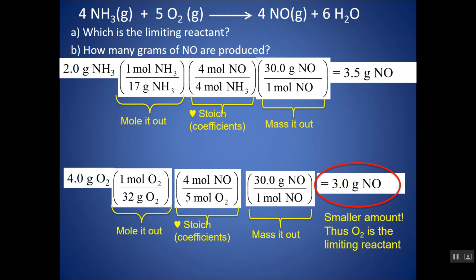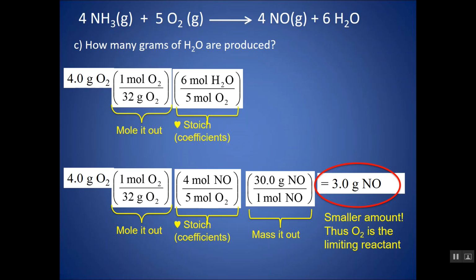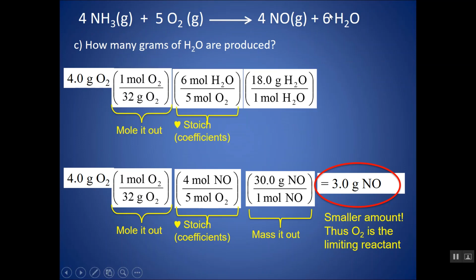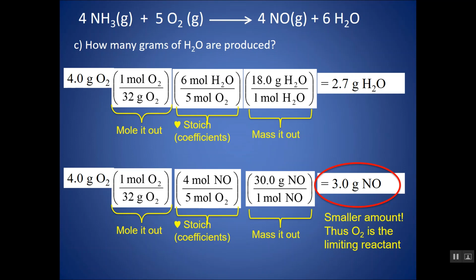theoretical yield here. And once they ask me for any other amounts of product or any other theoretical yields, don't bother doing these 2 steps again. The rest of the problem can be done based off of the limiting reactant. So when they ask me for part C, the grams of water that can be produced, I'm going to take the 4 grams of oxygen gas, and I'm just going to turn that instead into water, my other product. Then mass it out, and I get 2.7 grams of water. I don't have to do 2 separate stoichiometry problems again like I did to start with.